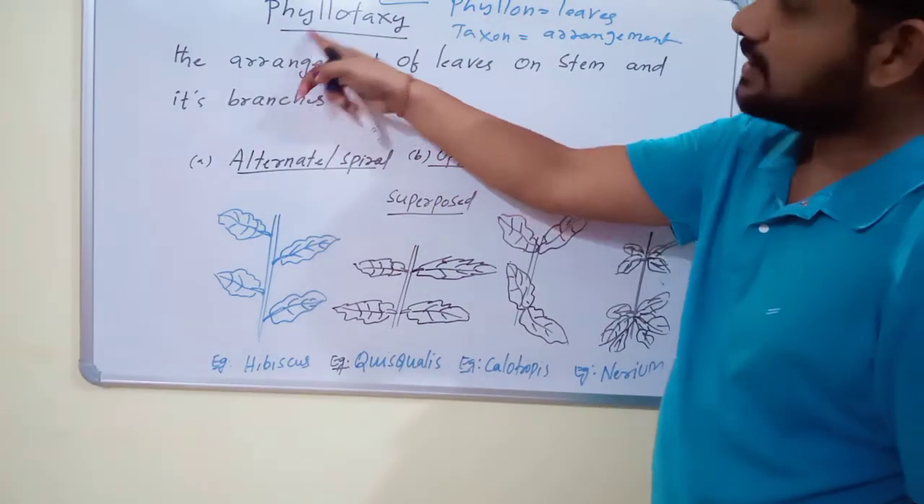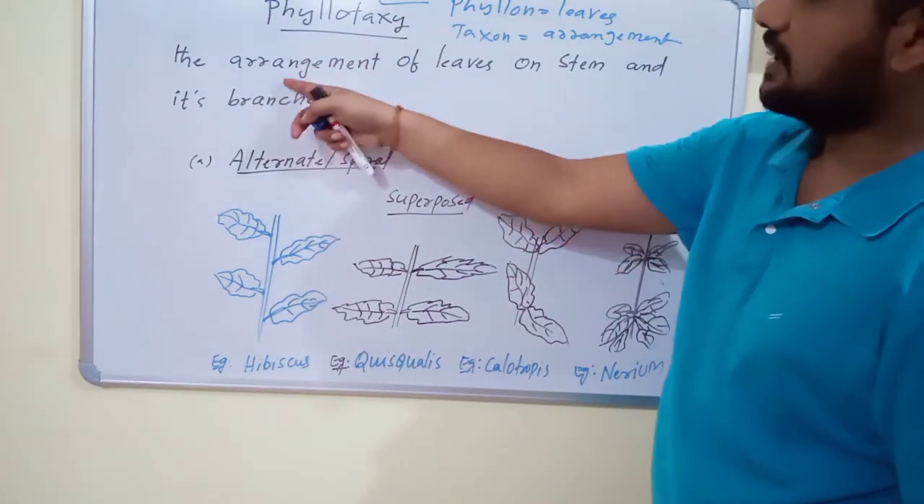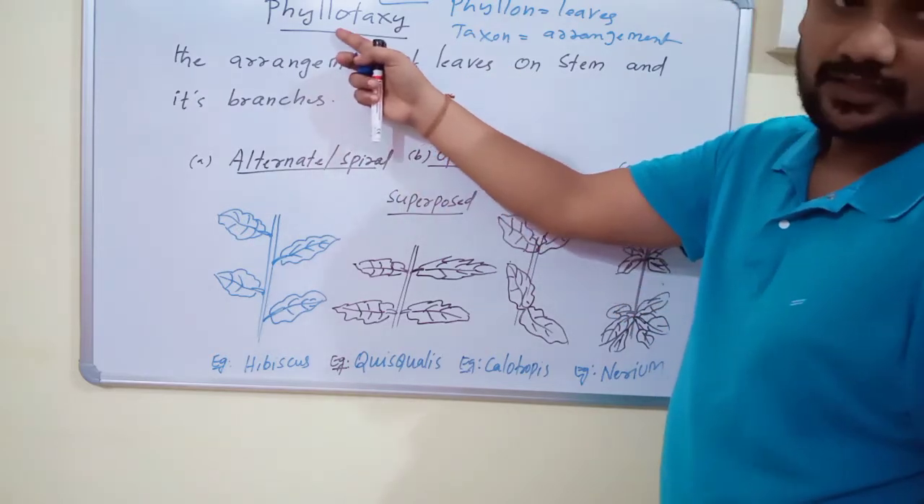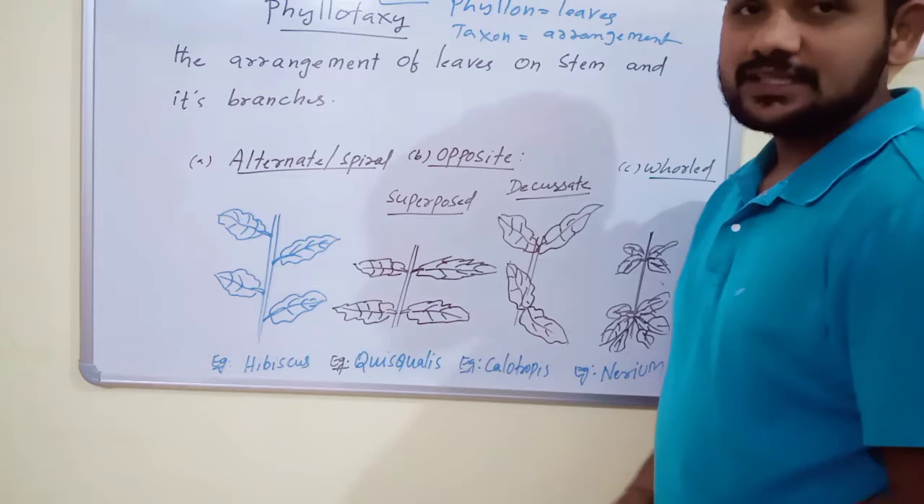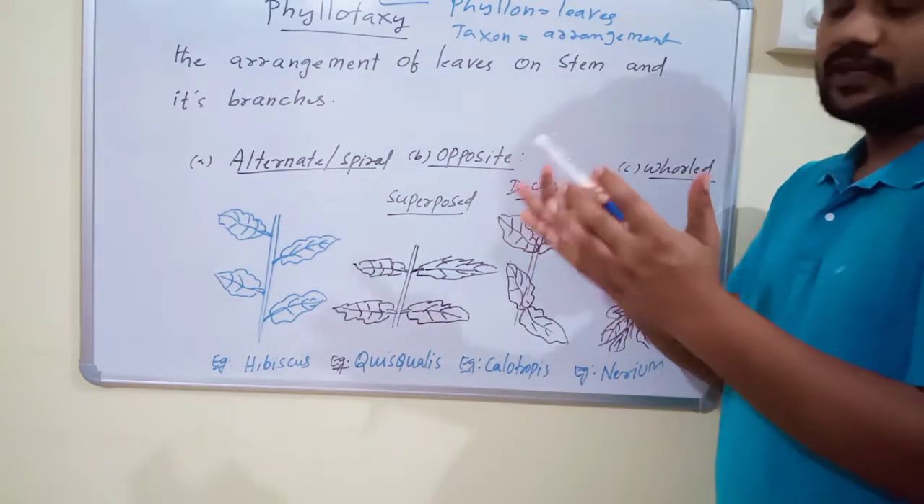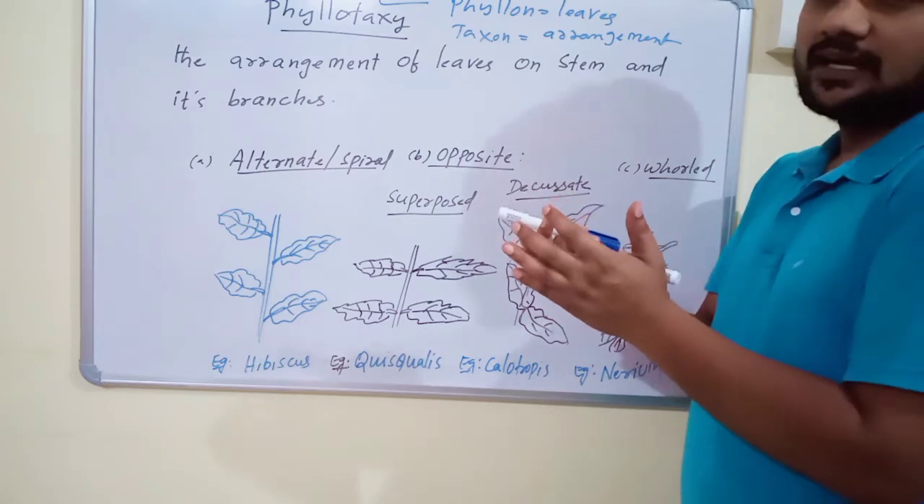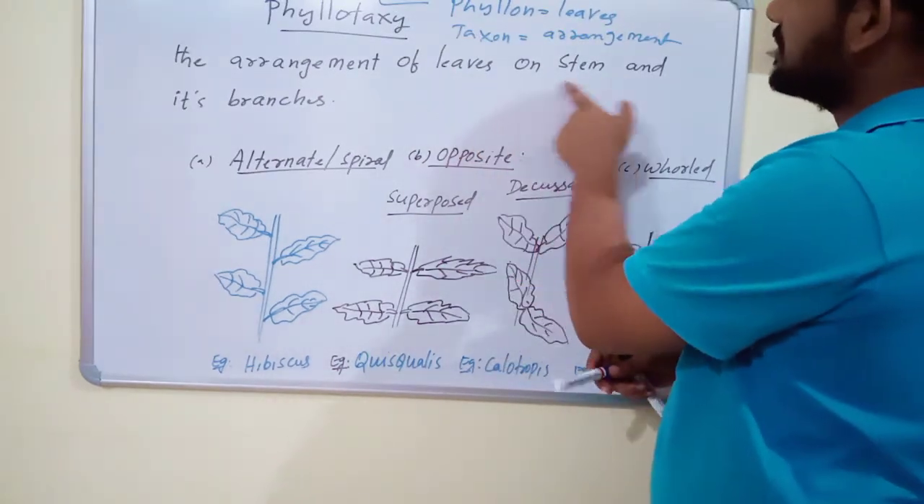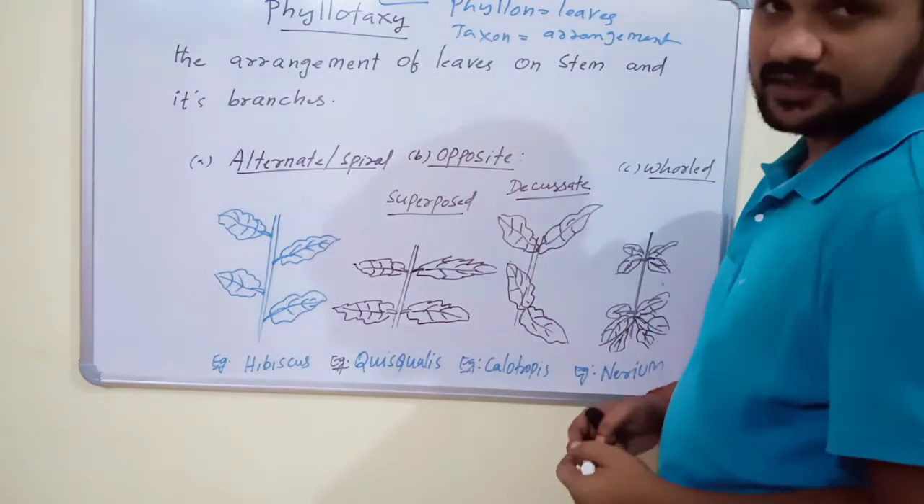Phylon means leaves, taxon means arrangement. So the arrangement of leaves on stem and its branches is called phyllotaxy. What is the advantage of phyllotaxy? Phyllotaxy avoids the crowding of leaves on the stem, and it also gives optimum sunlight for each and every leaf present on stem or its branches.